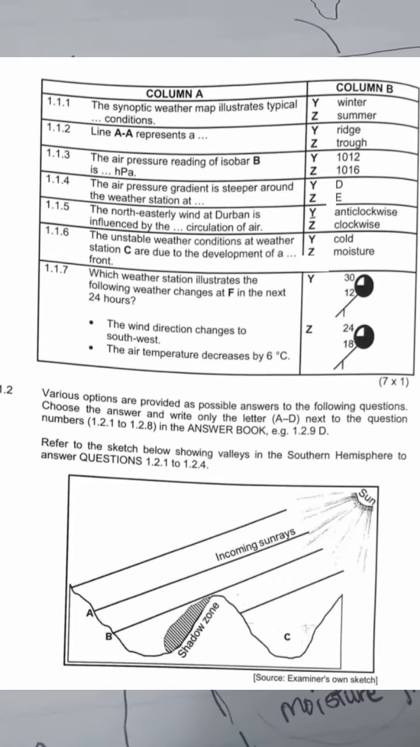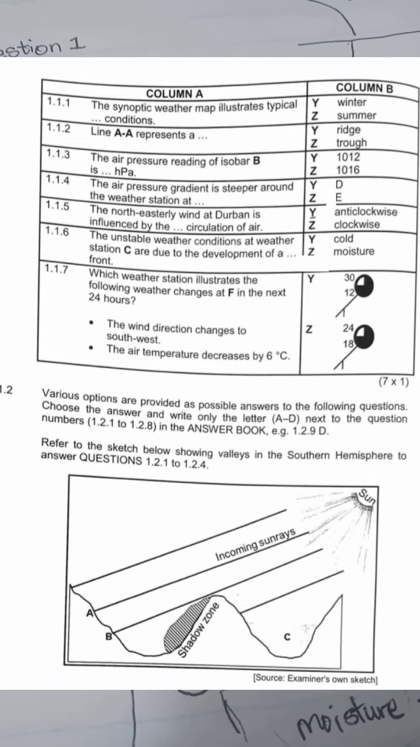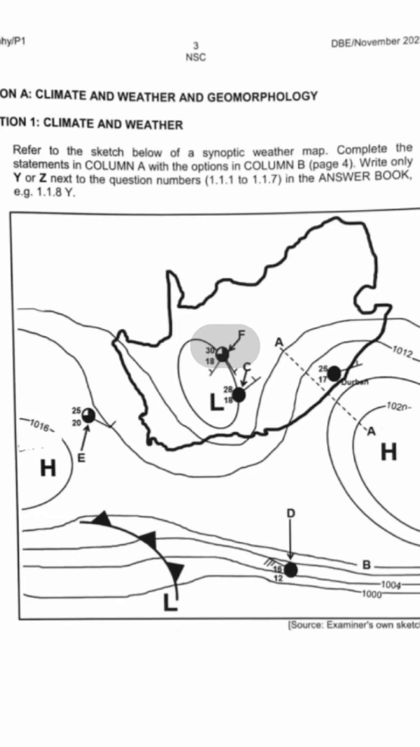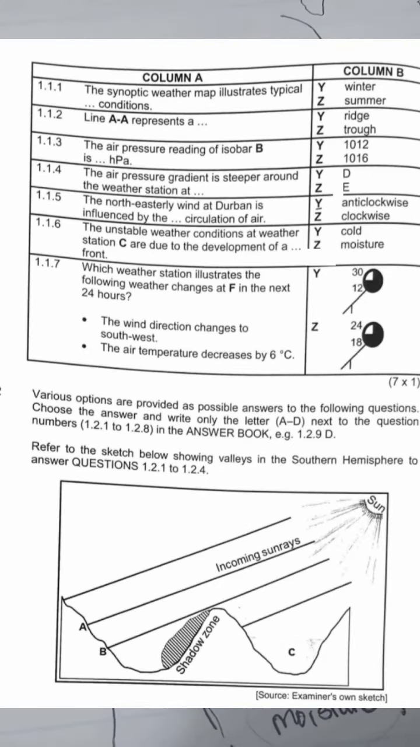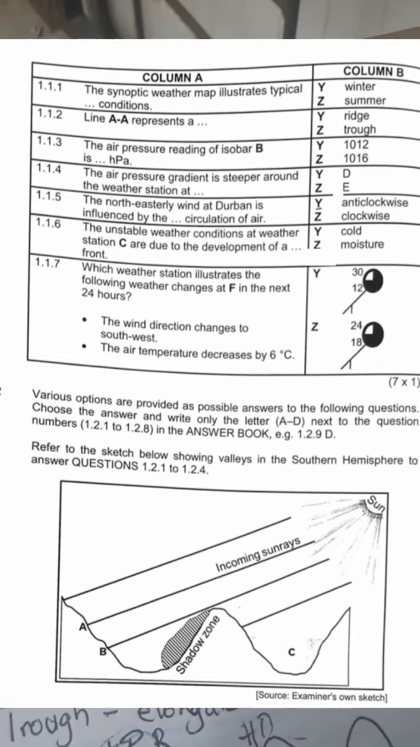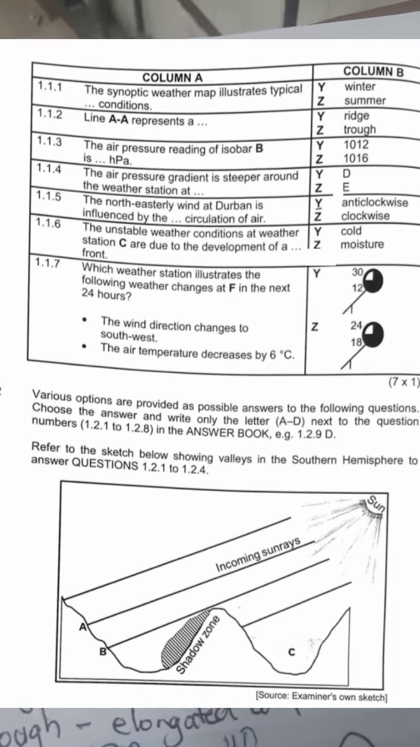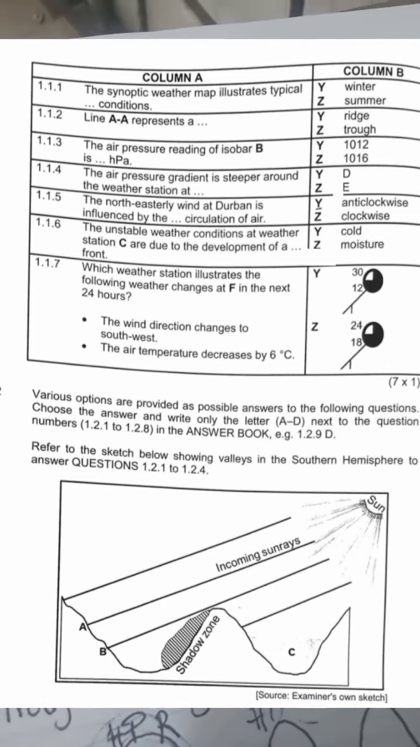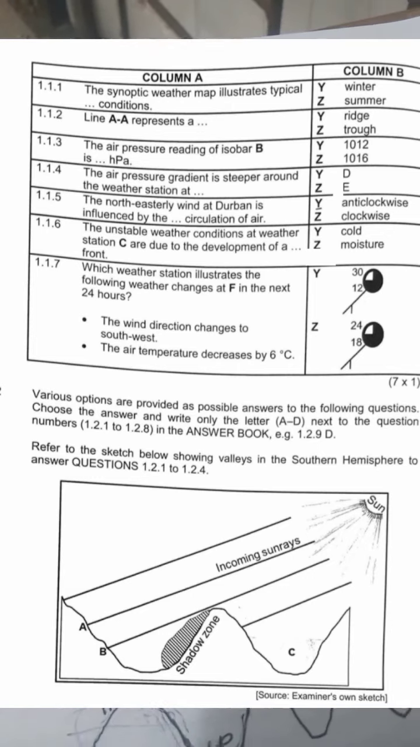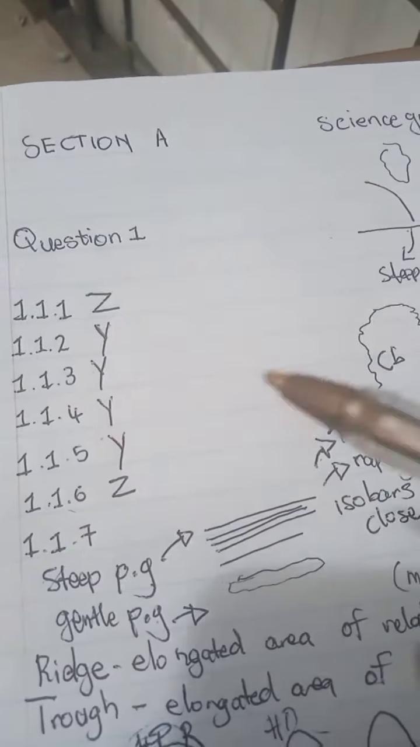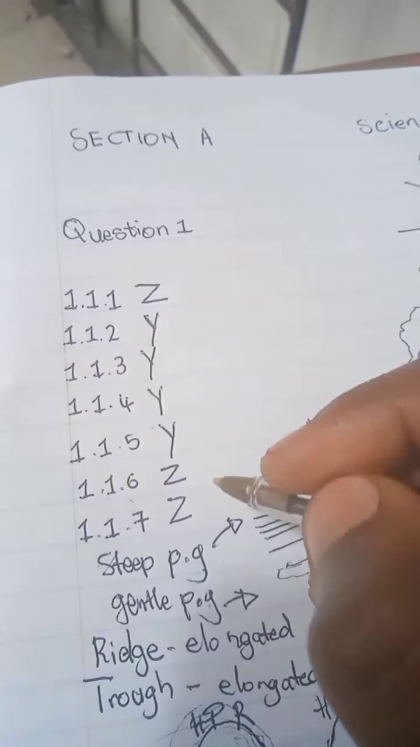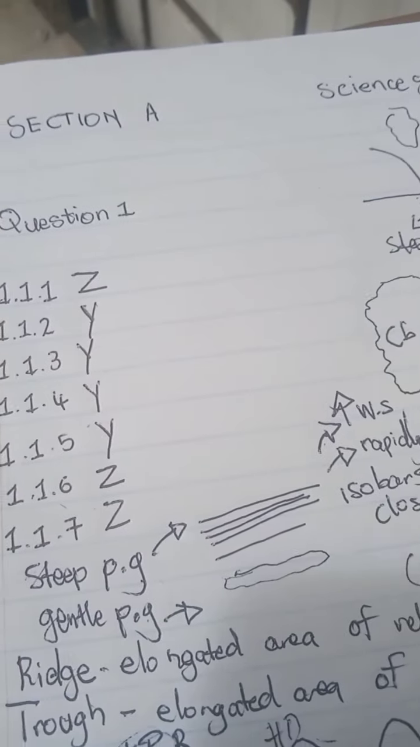The air temperature decreases by 6 degrees Celsius. Let's look at F. F has an air temperature of 30 degrees Celsius. Which one illustrates a decrease of 6 degrees Celsius? Is it Y? Is it Z? It is Z, because it's 24 degrees Celsius. F was 30, so that's a decrease of 6 degrees Celsius. That's how you choose. So it has to be Z. So that is your question one.